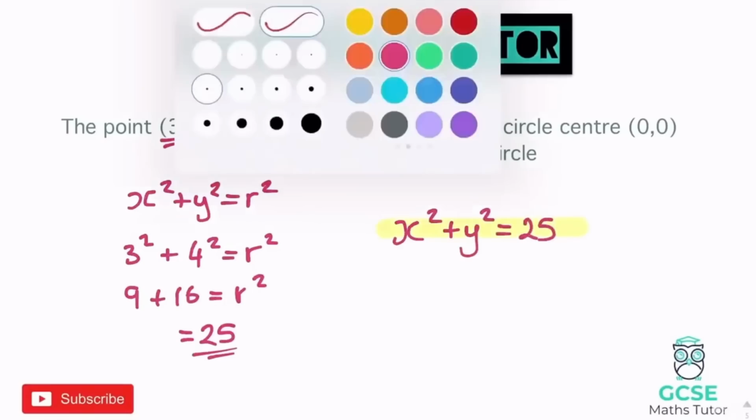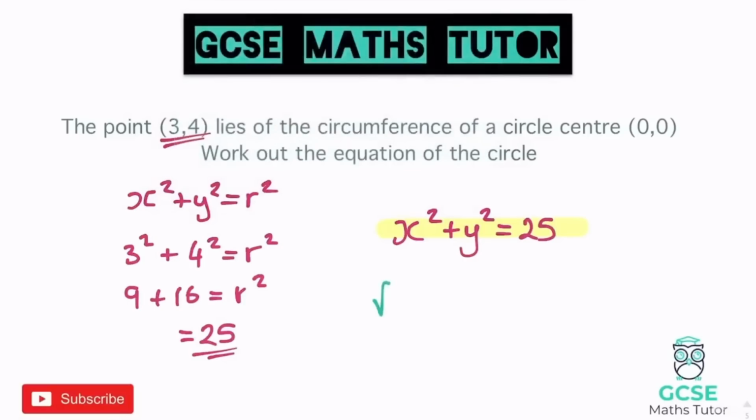And although it doesn't ask for it, again, we could think about what the radius is here. If we did the square root of 25, we would get 5 as our radius, okay? So obviously that's not part of the question here, it says work out the equation of the circle, but just thinking about that as well, you could actually get the radius there as 5.